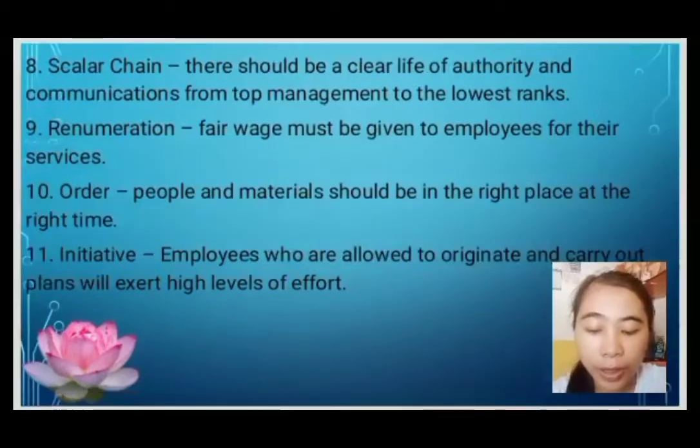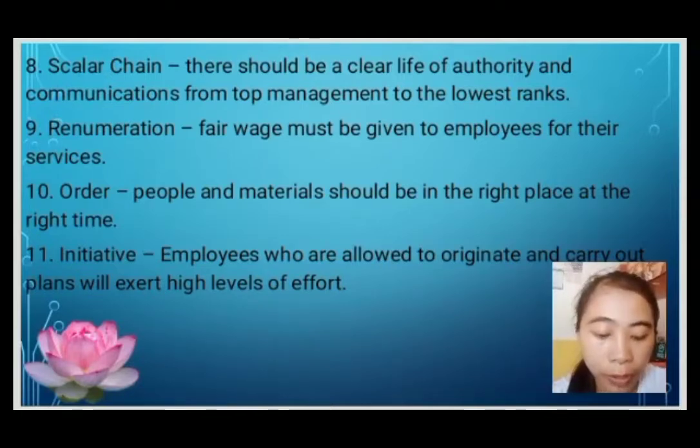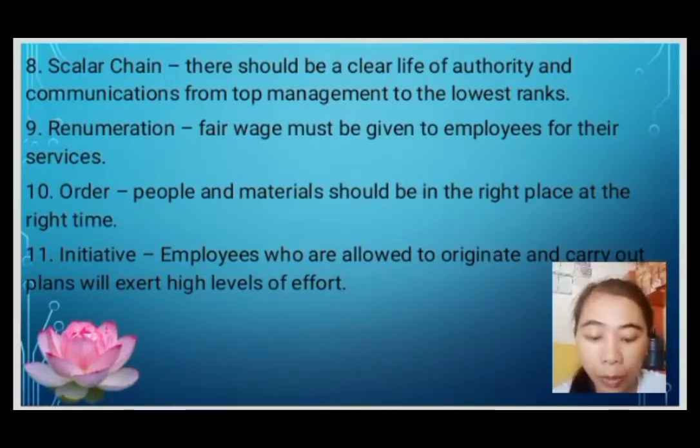Number 8 is scalar chain. Maliwanag dapat sa lahat ng member ng isang organization kung kanino at paano sila makikipag-usap in terms of his or her work. According to the principle, any information should follow a predetermined, predefined path, which is from the supervisor to the one in the lowest position, to avoid any ambiguity. Ibig sabihin, upang maiwasan ang kalituhan.